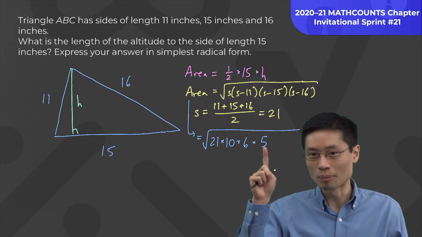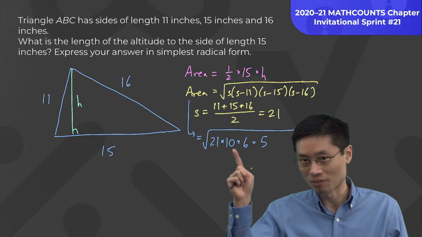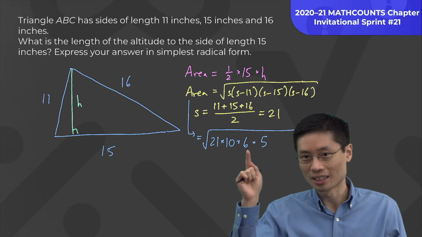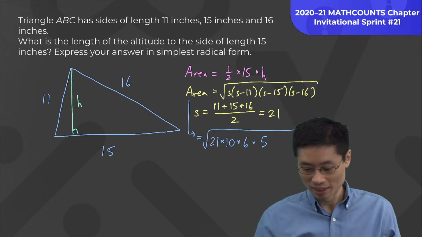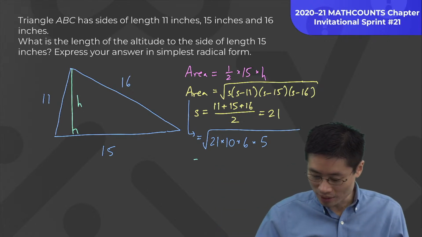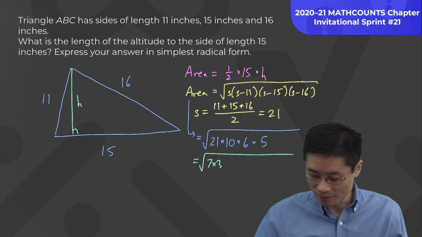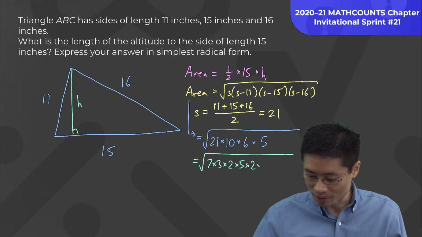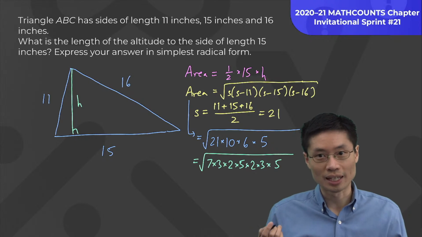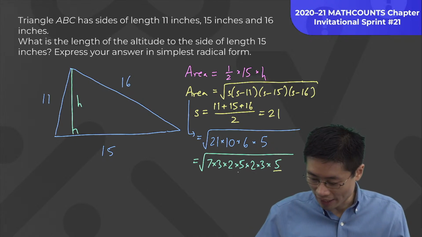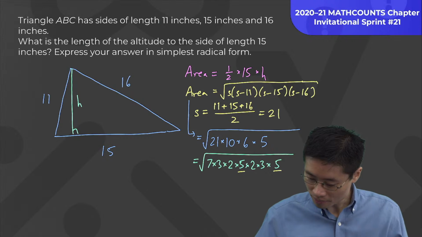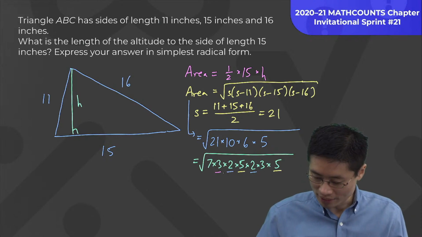are here. For example, the 5 is going to match with the 5 there. That's a 5 times 2. And the 6 has a 3. The 3 is going to match with the 3 from the 21. So let's continue this and do it in factors. This is 7 times 3 times 2 times 5 times 2 times 3 times 5. And now let's look at the places where I have the same factor twice. I have 5 twice, I have 2 twice, and I have 3 twice.